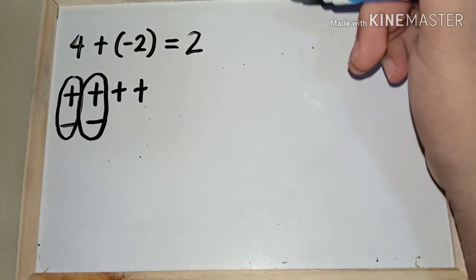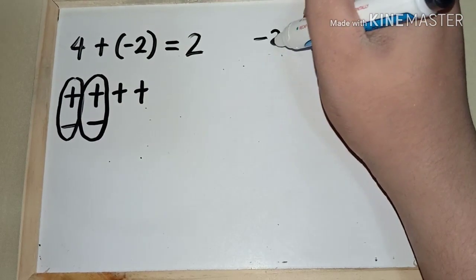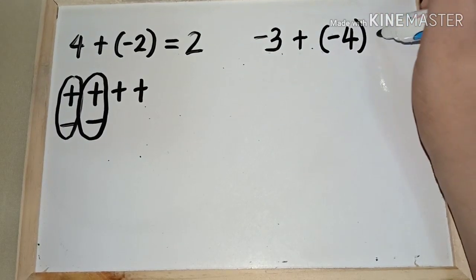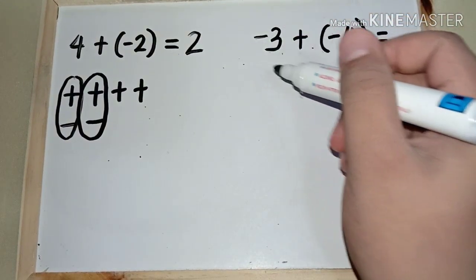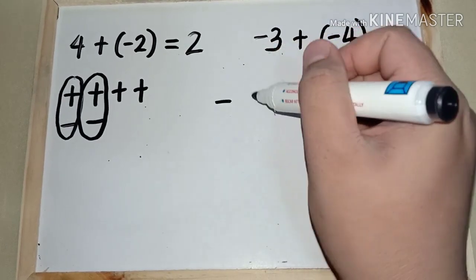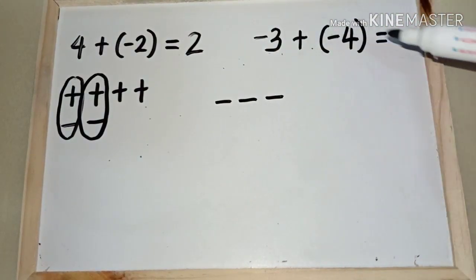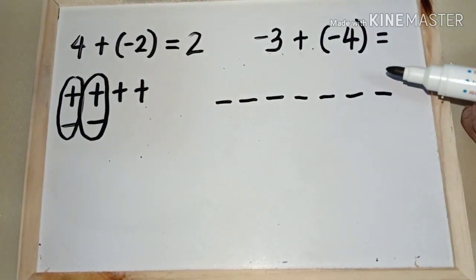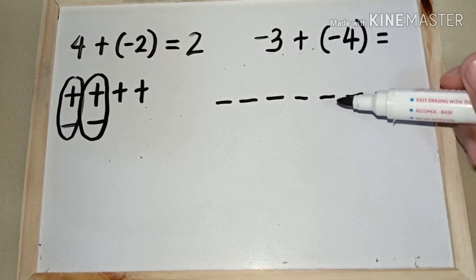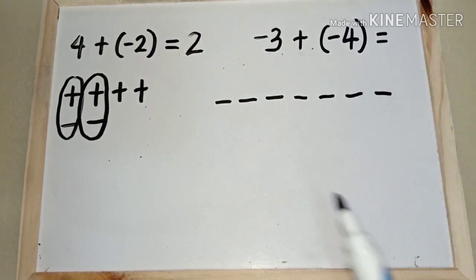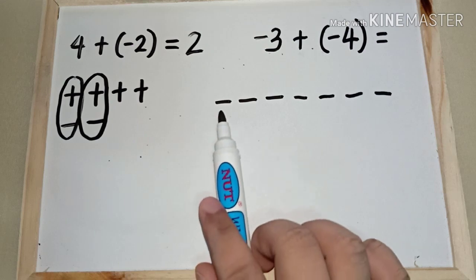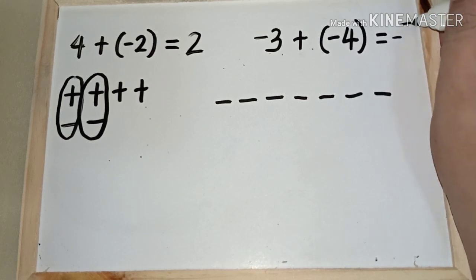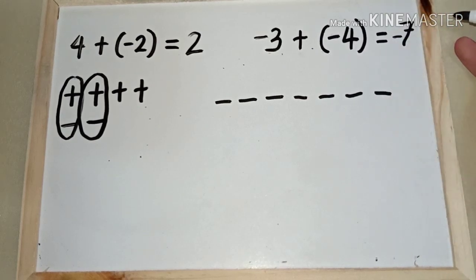Another example, what if the signs are the same? Example, negative 3 plus negative 4. Easy. You will just draw here negative symbol 1, 2, 3, plus another negative 4, 1, 2, 3, 4. You cannot cancel anything here because there's no zero pair. So all you have to do is count the negative signs: 1, 2, 3, 4, 5, 6, 7. So that means negative 3 plus negative 4 is equal to negative 7.